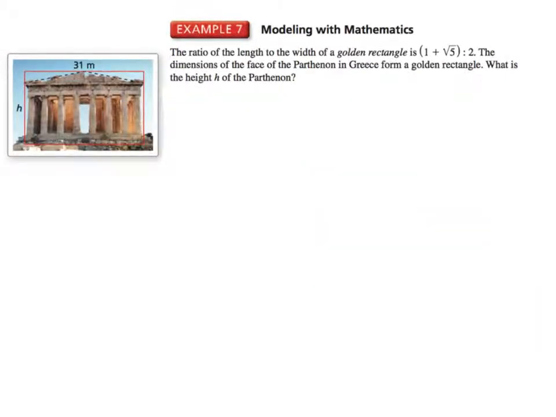Example 7. The ratio of the length to the width of a golden rectangle is 1 plus root 5 to 2. The dimensions of the face of the Parthenon in Greece form a golden rectangle. What is h? So we can write a ratio of length to width. That would be 1 plus root 5 over 2 equals, let's see, length to width would be 31 over h. Or length to height, I should say.